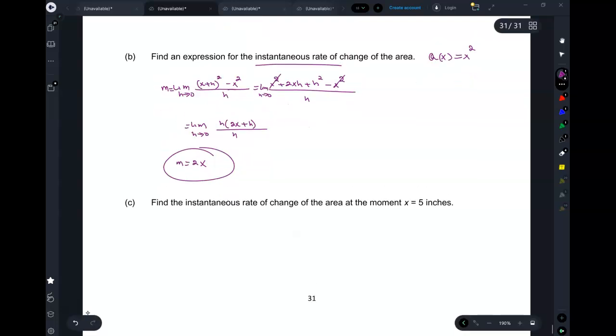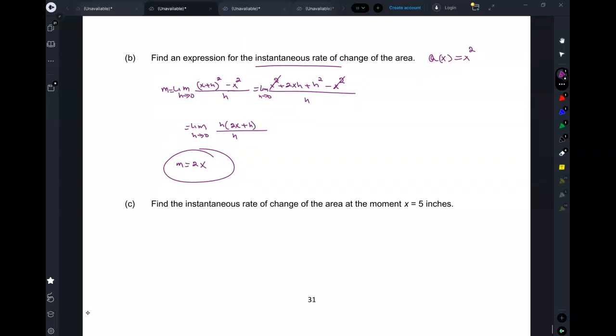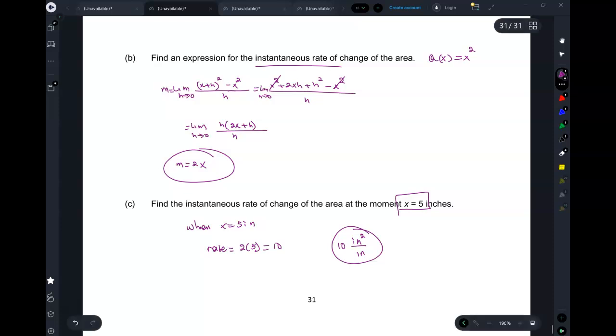The next one, however, find the instantaneous rate of change of the area at the moment x equals 5 inches. When x equals 5 inches, the rate is 2 times 5, 10. So it's 10 square inches per inch. So at the time that the square is 5 by 5, the area is changing at 10 square inches per inch. Okay? All right. So that much for that.